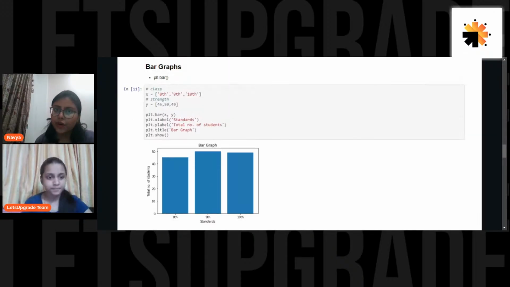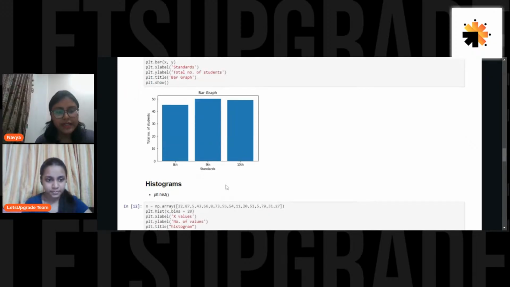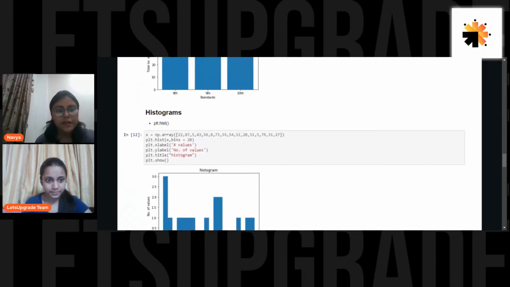Bar graphs, we all know, we make bar graphs in statistics too. Suppose I want to see the total number of students with respect to their standards: 8th, 9th, 10th. I want the strength on y as 45, 50, 49. So you can see 8th has 45, 9th has 50 and 10th has 49. Okay, so like this.